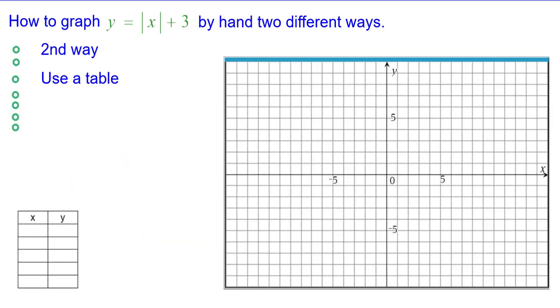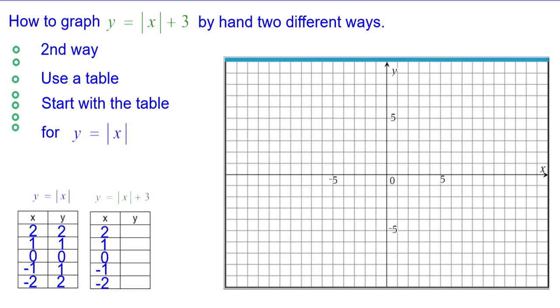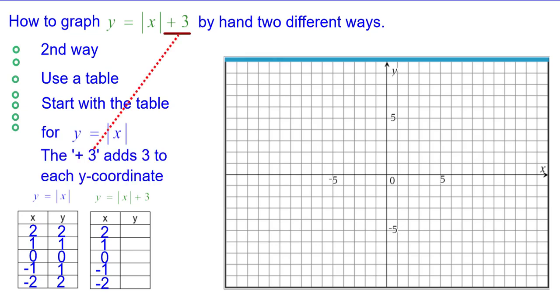A second way is to use a table, but not just by calculation. We're going to start off with y equals absolute value of x. And this would be the standard values here. We'll do these 5 points here. So now when we do the absolute value of x plus 3, we know that the plus 3 adds 3 to each y coordinate. We just observed that.